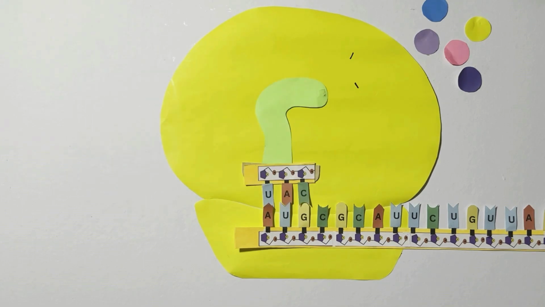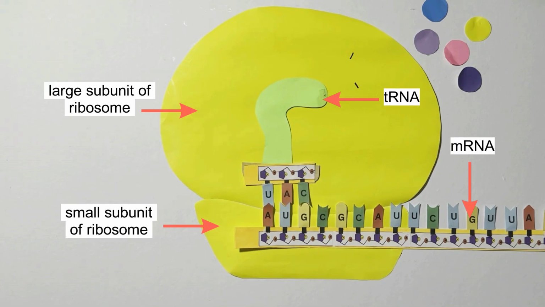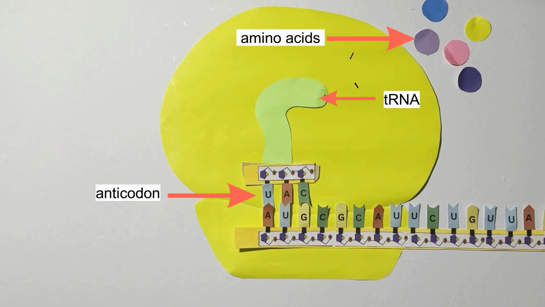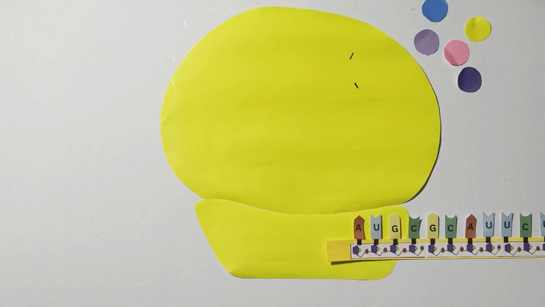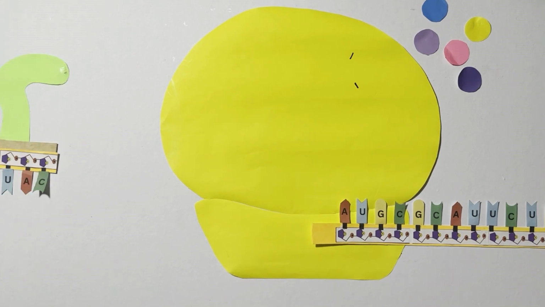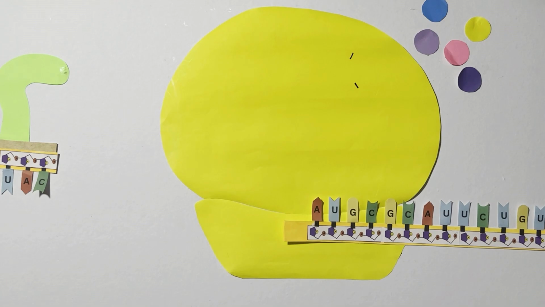Translation occurs as a complex is formed that is comprised of the large and small subunits of a ribosome, the mRNA and tRNA. The mRNA is read 3 bases at a time. These 3 base sections are called codons, and they determine the amino acid required. tRNA has a binding site, referred to as the anticodon, that contains the 3 bases that pair with the bases in the mRNA codon. During initiation, the ribosome recognizes and binds to the start codon AUG, which is usually the first codon in an mRNA molecule.